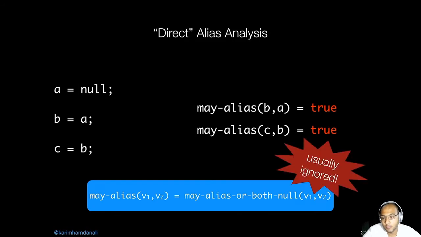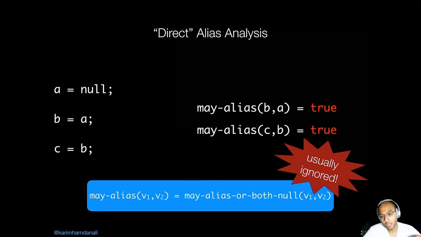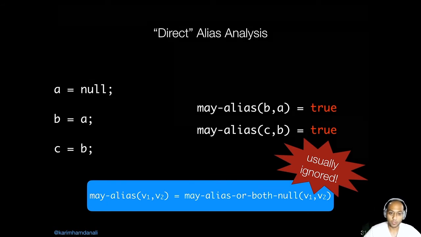There exists some actual concrete allocation site where both variables may point to that allocation site at one path in the program. So there exists a path where both A and B may point to that allocation site along this path. So the both-are-null part is usually ignored, and I say usually because, like I said, in some cases you may need to have that.